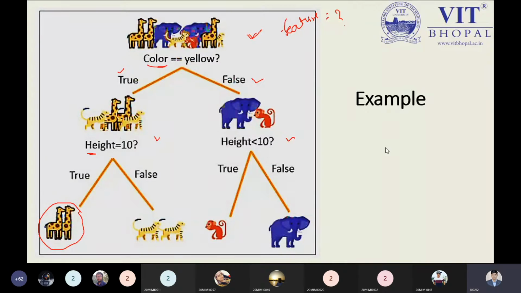Here we have a set of animals: giraffe, elephant, tiger, monkey. So we have this set of elements of our animals, and I need to divide them based on features. Color is yellow, I'm choosing here. Based on the color feature, I'm classifying my set of animals into two parts.